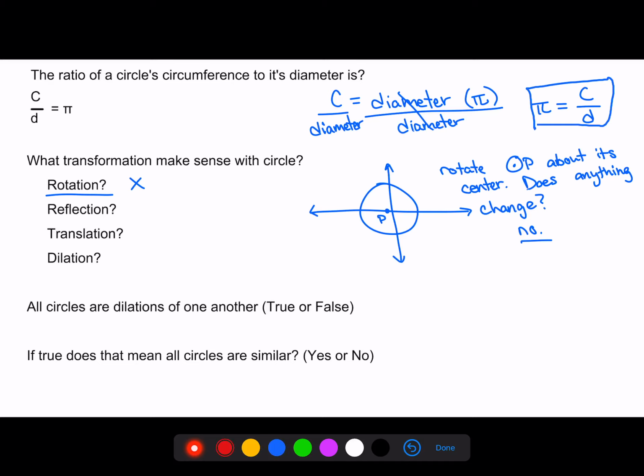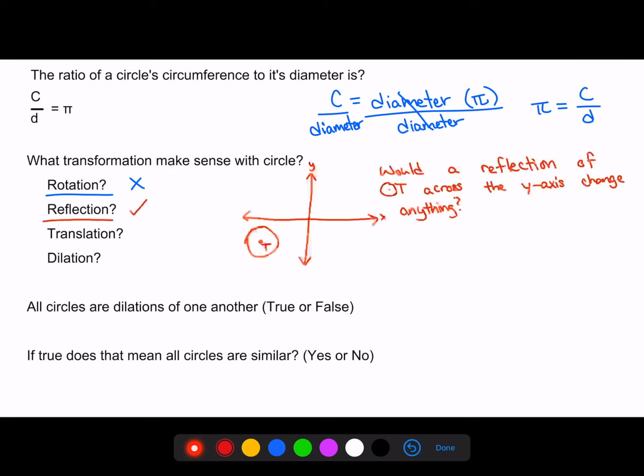Next, we're still on the topic of circles. So what transformations make sense with circles? So the first one that we have here is a rotation. Well, if I rotate a circle around its center, point P, would it do anything? Well, no, the circle would just rotate a little bit, but it would not change anything about this shape. It'd be the same exact shape that we started with. So nothing changes with rotation. So that transformation doesn't really make sense unless you're going around a point that is not the center of the circle, at which point the circle would just rotate to a different spot on the coordinate plane.